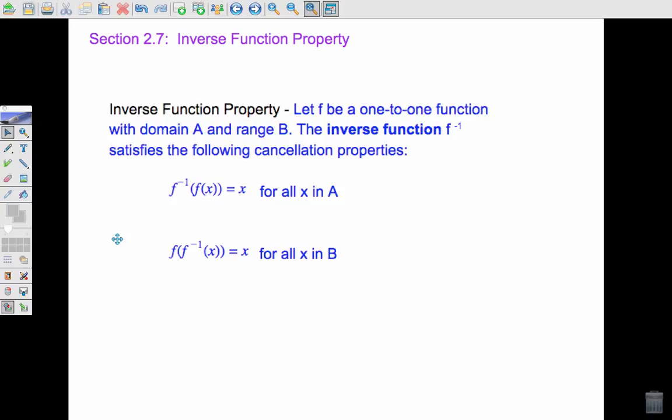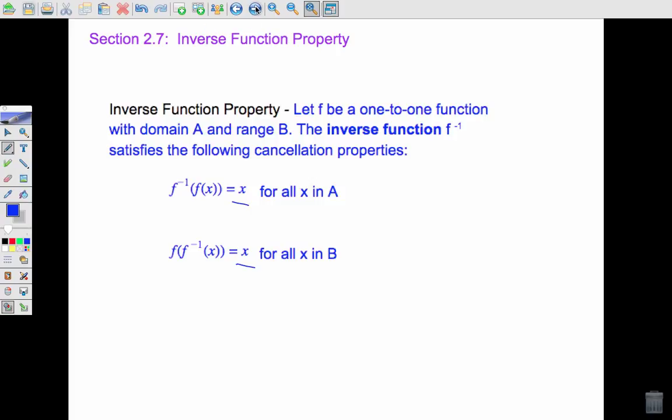The inverse function, f to the negative 1, satisfies the following cancellation properties. f to the negative 1 of f of x is equal to x for all x in A, and f of f to the negative 1 of x equals x for all x in B. What that means is when you compose the functions in both directions, the inverse function of the original and the original of the inverse function, you need to get x for both of them when you simplify in order for it to be an inverse function.